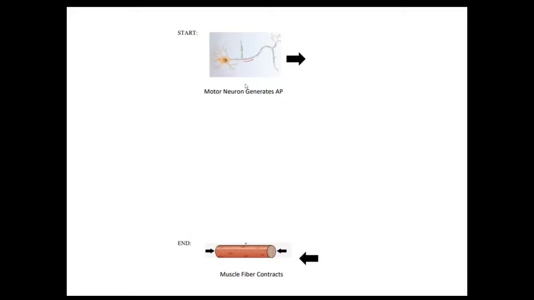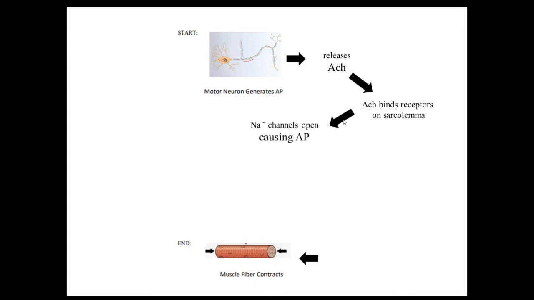All right, so the motor neuron generates an action potential. That action potential causes the release of acetylcholine. That acetylcholine then binds to receptors on the sarcolemma of the skeletal muscle fiber. Those receptors are attached to sodium channels, causing the sodium channels to open. That causes a depolarization. That depolarization, if significant enough, causes an action potential. That action potential spreads across the entire skeletal muscle fiber, causing the release of calcium from the sarcoplasmic reticulum.